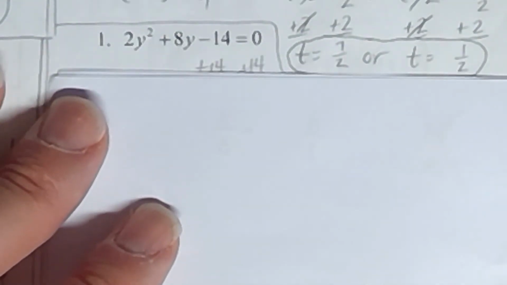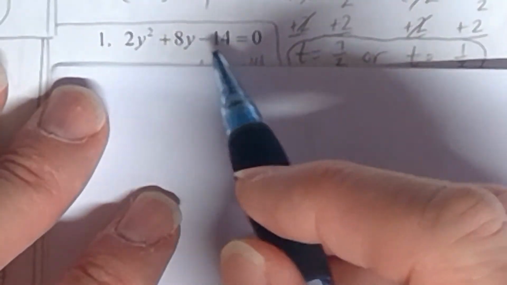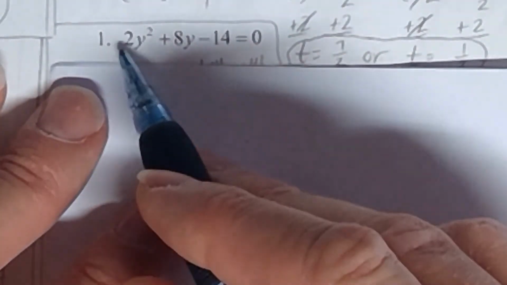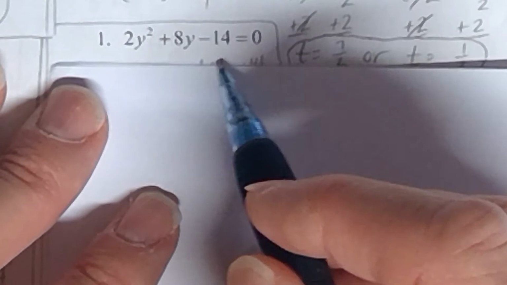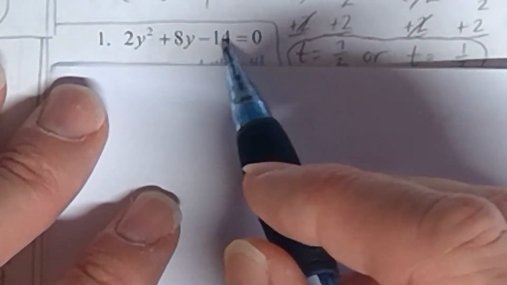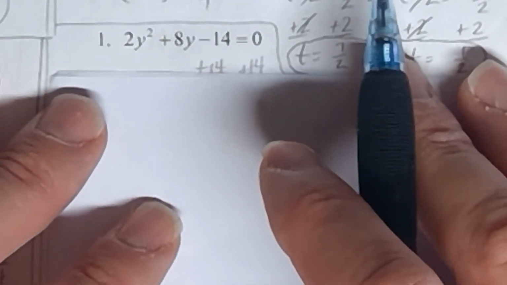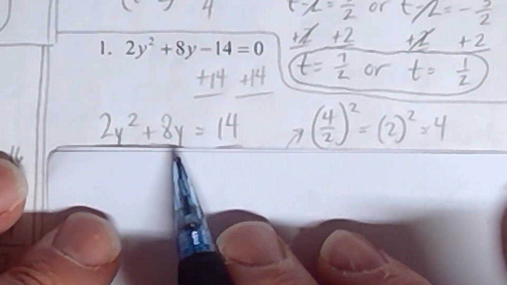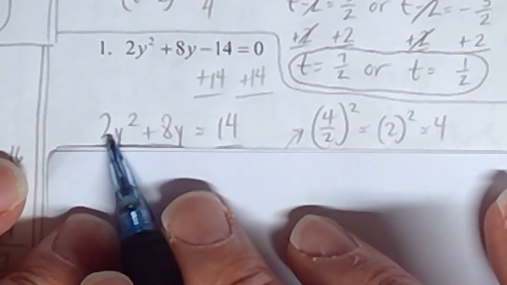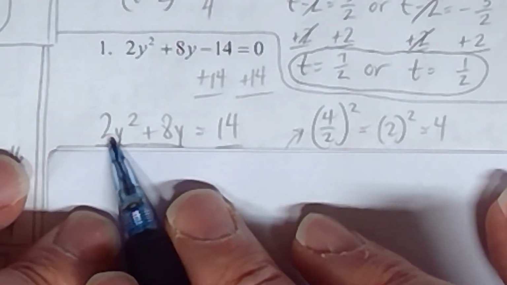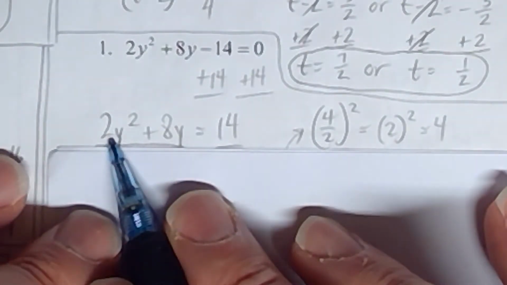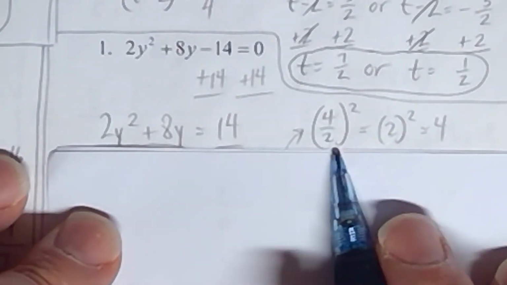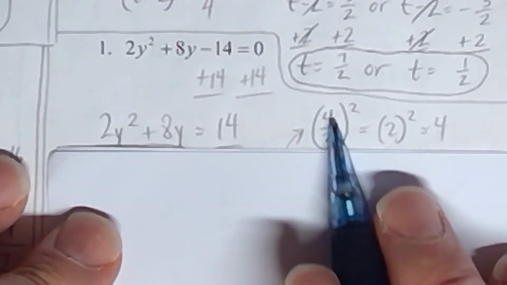Okay, number 1, remember when the term without the variable in it is on the same side as the variable terms, you first of all need to move that over. Since that's minus 14, we need to add it over to the other side. That gives us this right here. But remember, you've got to get rid of that 2. Very important. A lot of students forget to get rid of this 2 before they add the B number and all that.